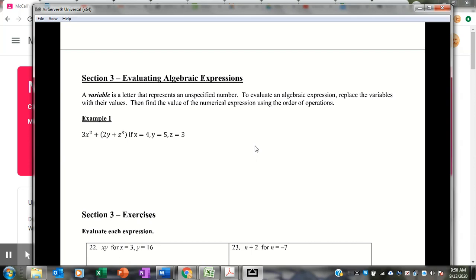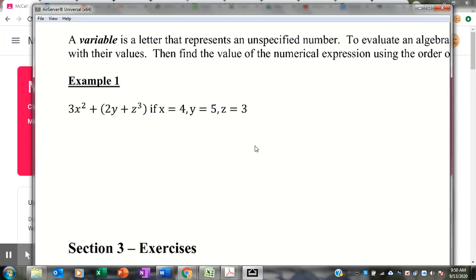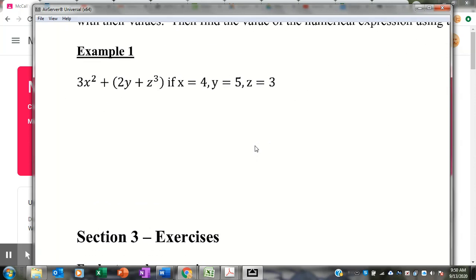An algebraic expression consists of at least three things. It needs to have a number, it needs to have a variable, and there needs to be an operation. If you look through this first example, there's more than one number, more than one variable, and more than one operation, which is fine. But just keep in mind that you need to have at least one number, one variable, and one operation.